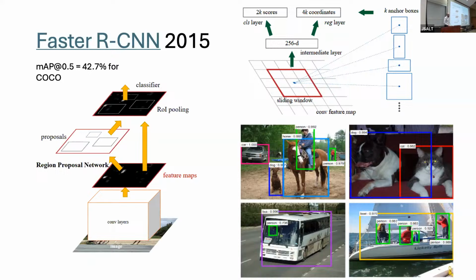Yeah, was it answered? Okay, thank you. Maybe I will repeat the question: how can I classify just 2 objects when I have thousands of anchor boxes? So the idea is that you have this classifier, and it tells you whether there is something in the box or not.